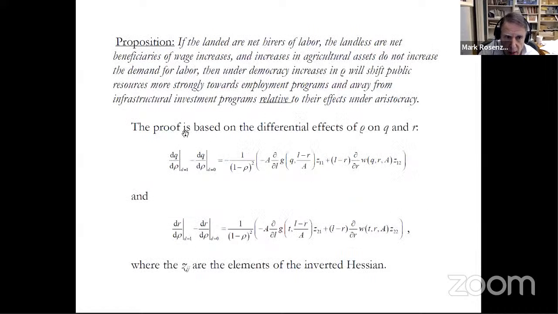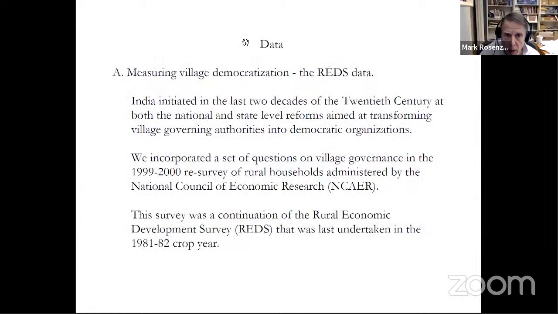Okay, so this says that. So this is what we do. We look at the change, for example, in Q as a function of rho under democracy relative to the change in the effect of rho on Q under aristocracy. We get expressions for both R and Q. Okay, and from those expressions, under certain conditions, we get the proposition that I stated at the outset of discussing the model. Okay, that the shift to democracy from aristocracy is going to depend on rho in particular ways, which we're going to look at. Okay, all right, so that's the model.